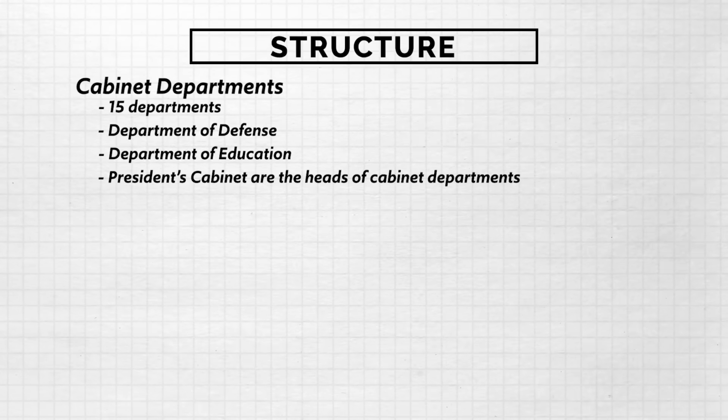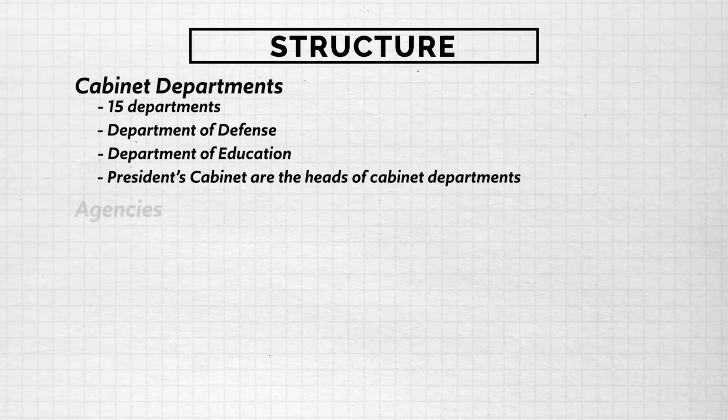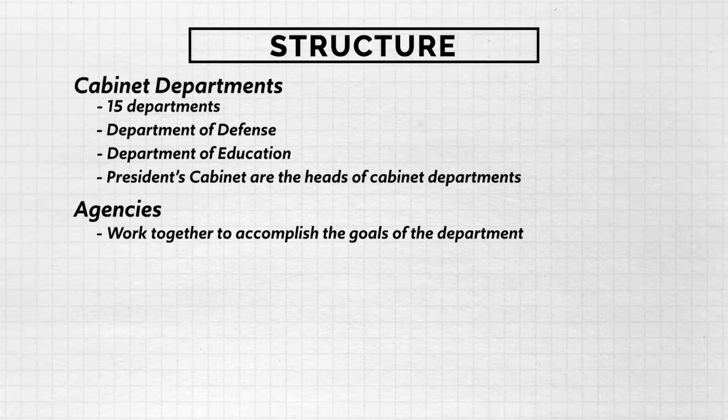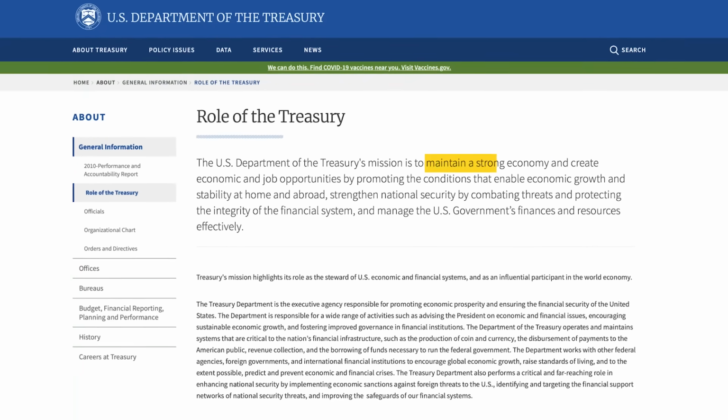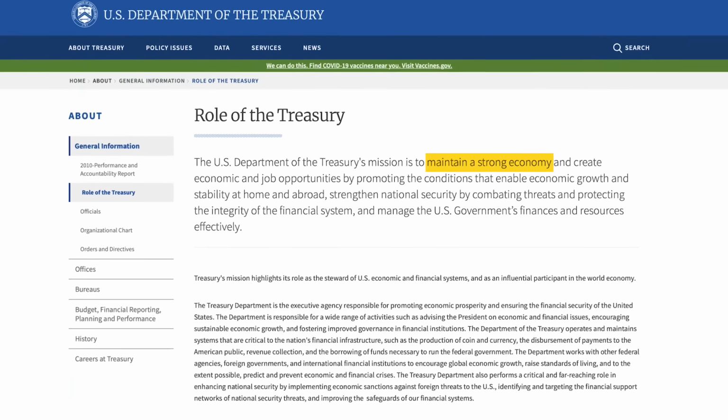Now, each of those departments are further subdivided into agencies which all work together to accomplish the goals of the department. For example, the mission of the Department of the Treasury is to, quote, maintain a strong economy, and in order to get that done, there are several agencies within that department that work to achieve that end. For example, you have the Internal Revenue Service, which is responsible for collecting taxes and deciding how and when that occurs, and you also have the United States Mint, which coins and prints all our money.